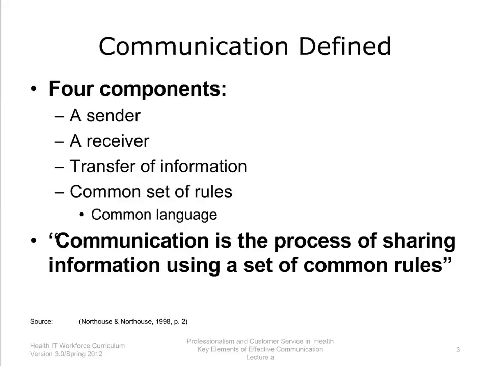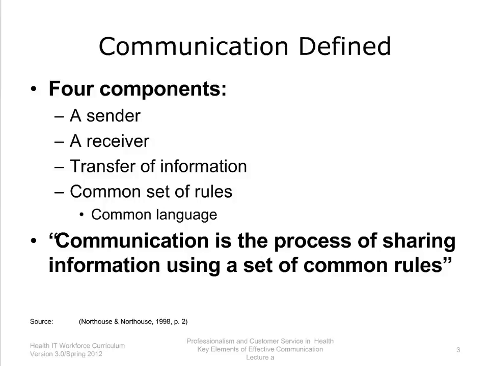Starting from the late 1940s, there have been many definitions of communication. Common to most of these definitions are four components. The first component is the sender. The second component is the receiver of the information. The third component is the transfer of information itself. In addition, in order for the transfer of information to occur, there must be a set of common rules to enable understanding. Thus, a common set of rules is the fourth component.